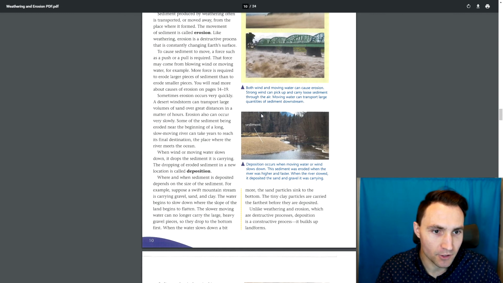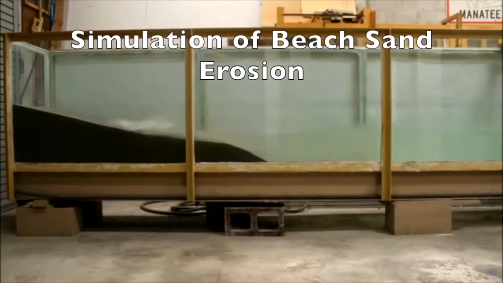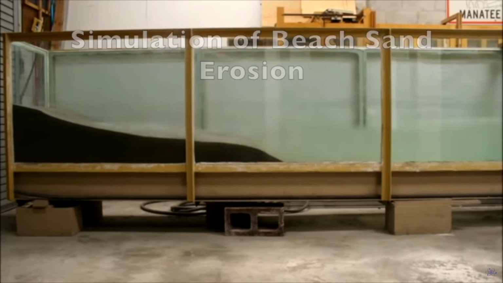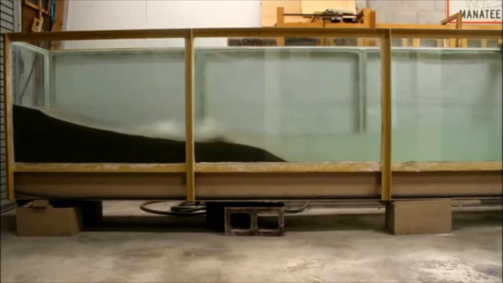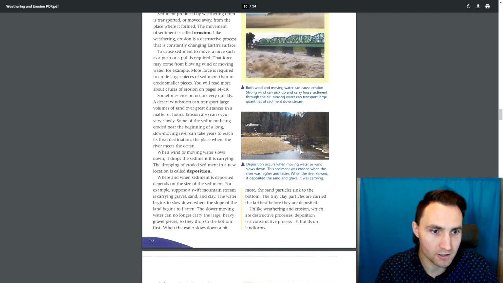Looking at this picture here on the right, this sediment was eroded when the river was higher and faster. When the river slowed down, it deposited the sand and gravel it was carrying. So when the water was higher and moving faster, it was carrying all this sediment, all this sand, small little gravel pieces right here. And then when the water slowed down and wasn't so high, you can see the deposits right here. And it's probably just slowly moving pieces.